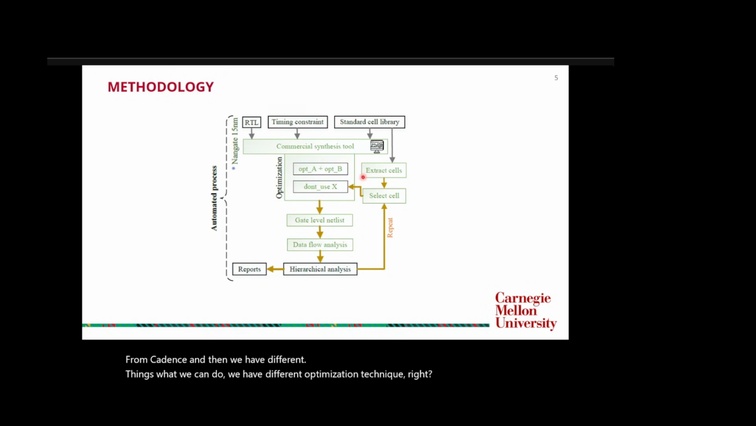We can apply targeting, we can apply optimization A and B, we can combine different optimization techniques, and then we can say don't use this technique, or don't use that technique. And then we have the netlist, this is the important part. We do the data flow analysis. This is kind of structural analysis. I will present it. And then we do the hierarchical analysis, and we see whether it is really generating the different structure or not, right? This is the report.